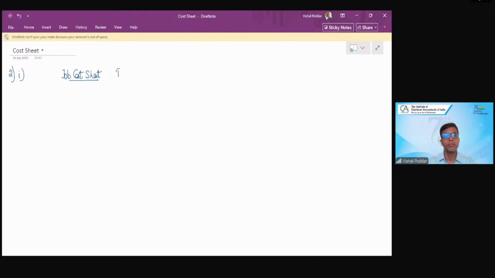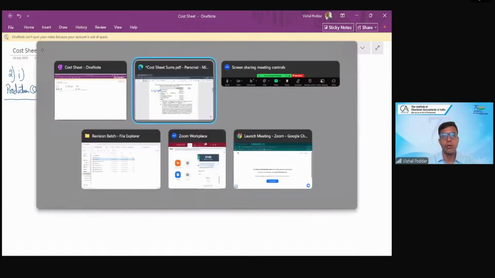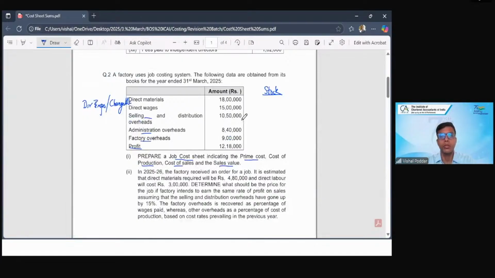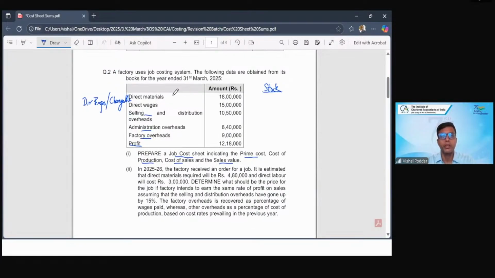Mention the period for which this cost sheet is prepared. If given in the sum, mention the production quantity that this cost sheet is prepared for. And if given, the job code, or if it is a batch cost sheet, the batch code. Whatever details are given, you should include that in your answer. This is the formatting part. Let me just check if any of these details are given. No, none of these details are given except for the period.